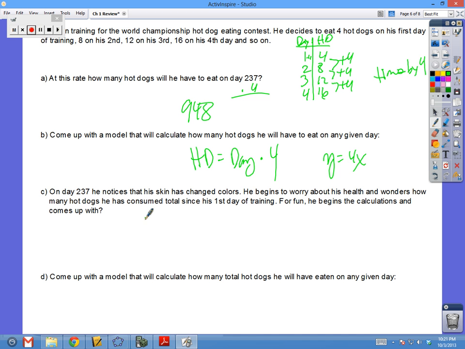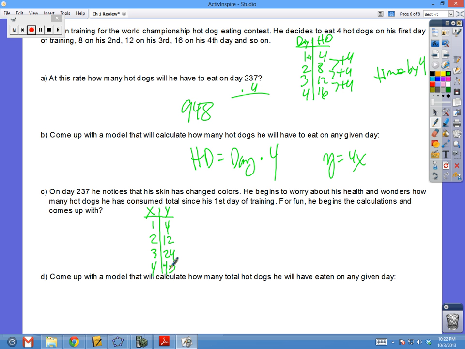Okay, C and D are the good ones. C and D don't want to know how many hot dogs he ate that day. They want to know how many hot dogs he ate that day and every hot dog he ate since the very beginning. So they want the total number. So day 1, he's going to have 4 hot dogs. But day 2, he eats 8 plus the 4 he ate before, so that's a total of 12. Day 3, he eats 12 plus the 12 he ate on day 1 and 2, so now he is at 24 total. Day 4, he eats 16 new hot dogs, but he has eaten 24 in the past 3 days, so I'm going to do 16 plus 24, 40.